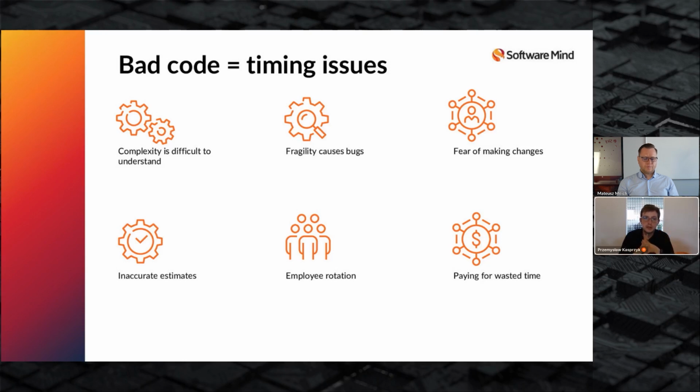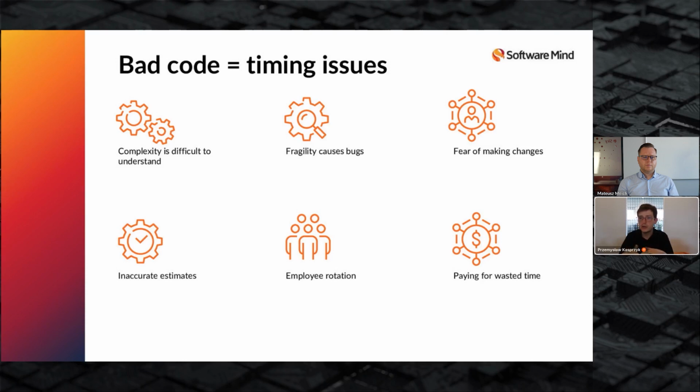Yeah. Bad code usually means that we will have timing issues. Why? Complexity is really difficult to understand, because every time something has to be changed, we need to read the code again and try to explain it to ourselves. It takes time. But bad code also causes fragility, where by making some kind of change, we risk a breakdown in a completely unrelated area if everything is not coupled correctly.